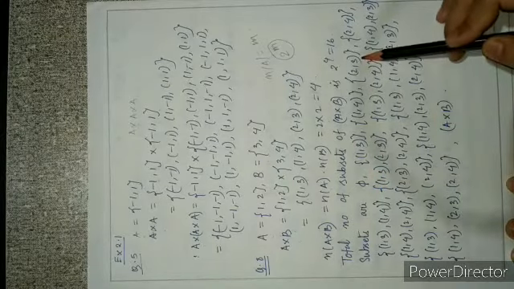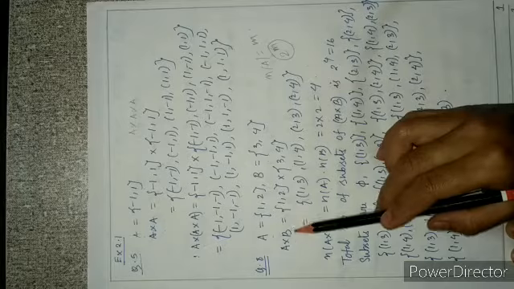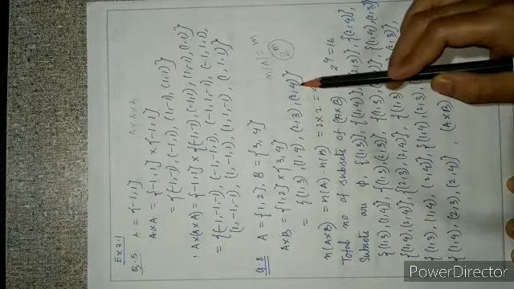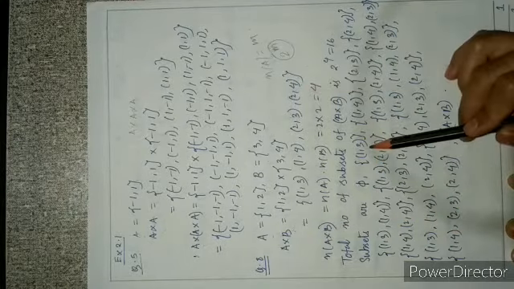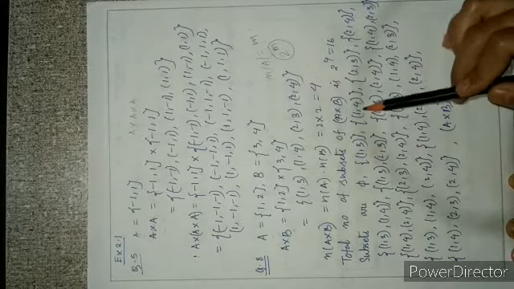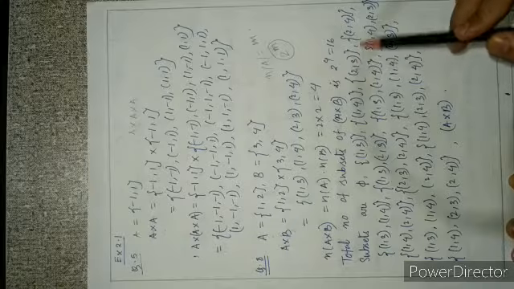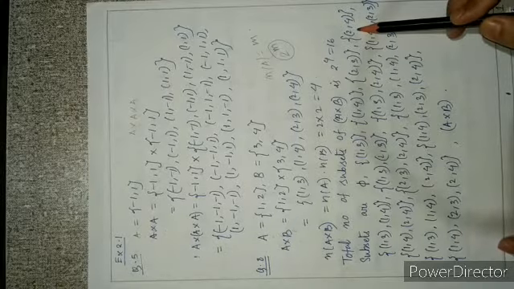Then write all the singleton ordered pairs from A cross B. From A cross B we form the singleton sets. The singleton sets are {(1, 3)}, {(1, 4)}, {(2, 3)}, {(2, 4)}.